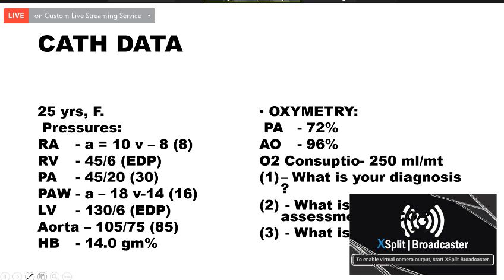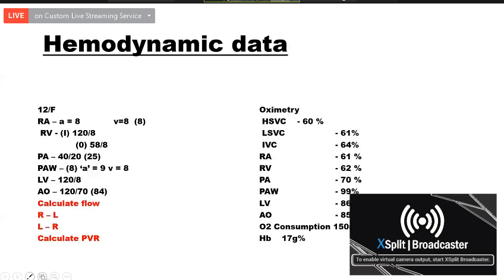For the oximetry data, nothing special. Okay, I think that is enough now. I think it's already 9:05. Will you just take this as the last one? Any volunteers? Let us discuss the last one.